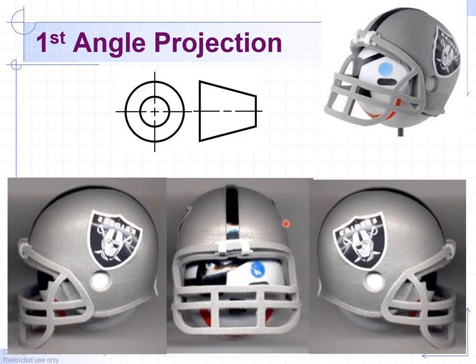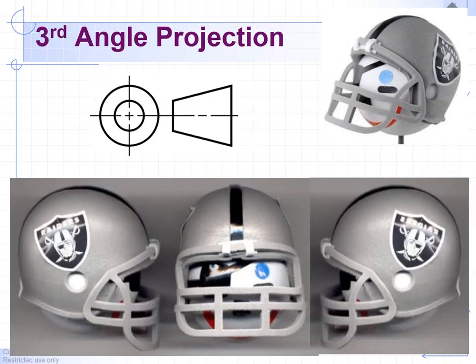So once you identify the front view, for a first angle projection, you grab the player, the athlete, by the back of the helmet and swing 90 degrees. So this would be your left side view. This would be your right side view. So again, this is first angle projection, which we're not using in this class.